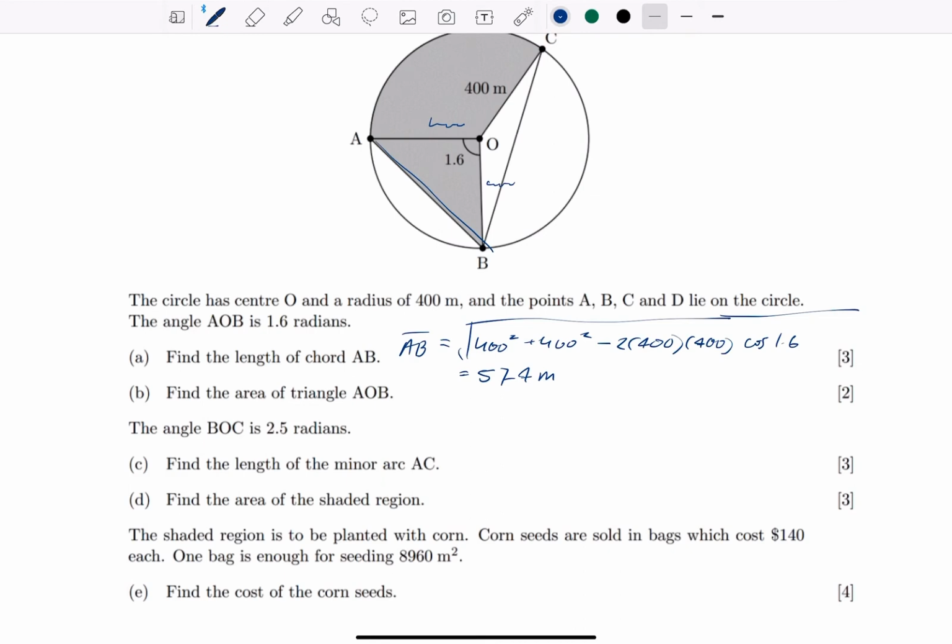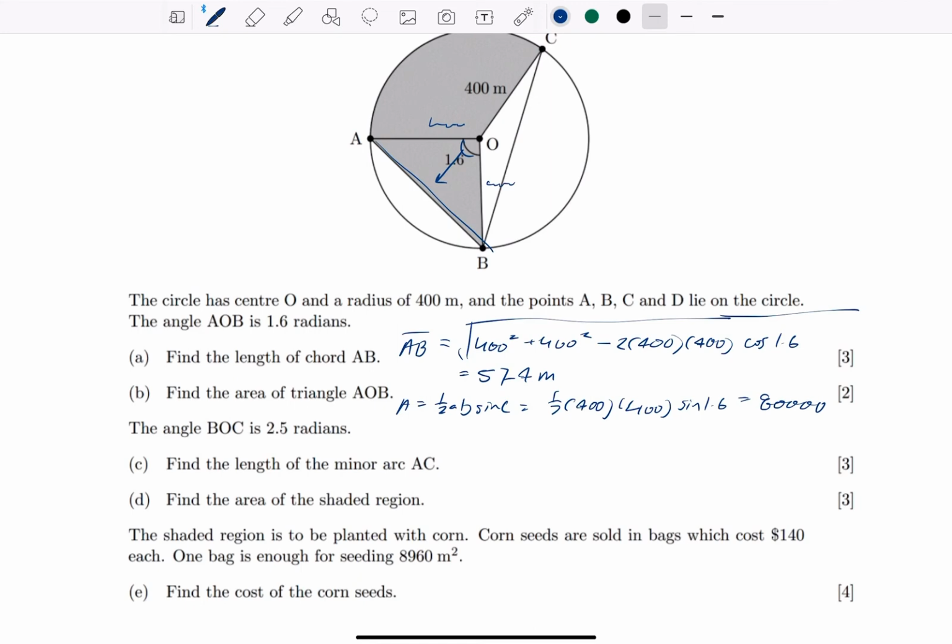Next question here. Find the area of the triangle AOB. So we know the area of a triangle is just 1/2 ab sine C, which is just 1/2 times 400 times 400 times the sine of our angle, which is opposite to what we know here, sine 1.6 rad. We get 0.5 times 400 squared times sine 1.6. We get 79965, but we round to 80,000 because IB doesn't want that many sig figs.